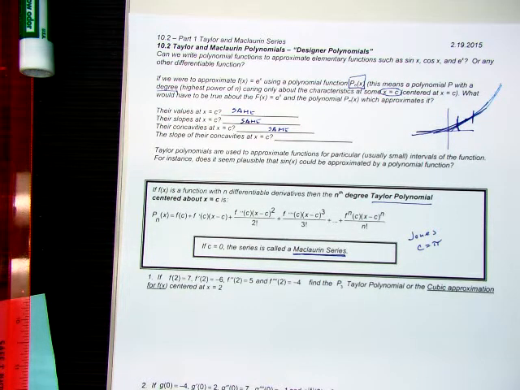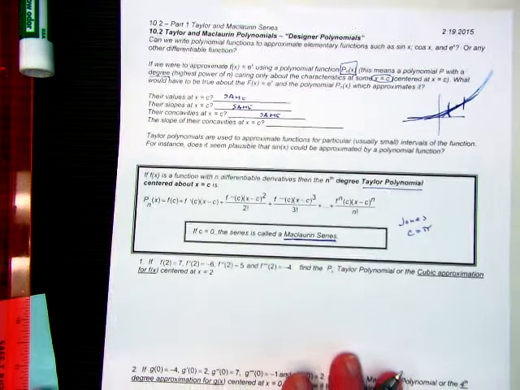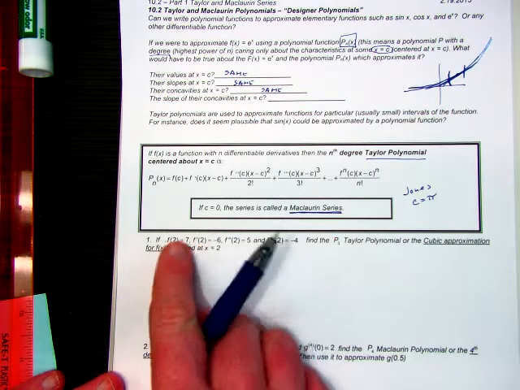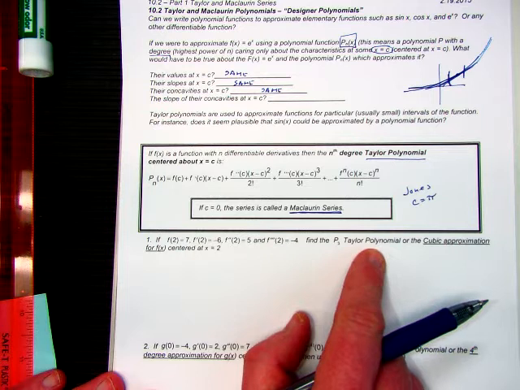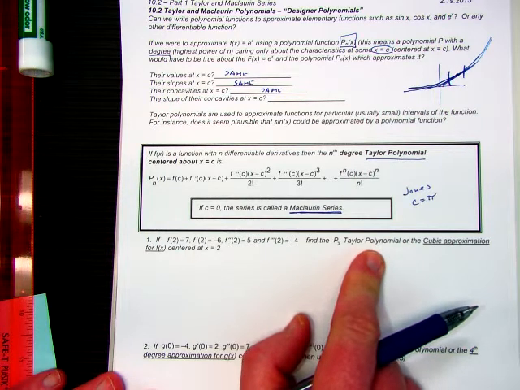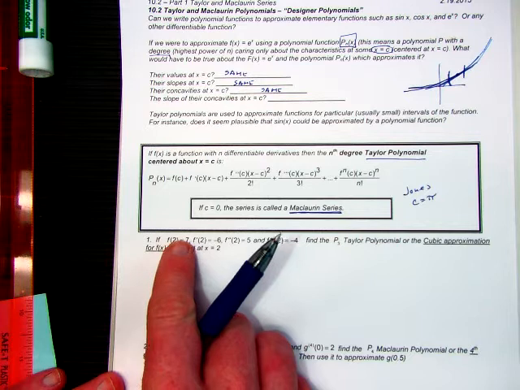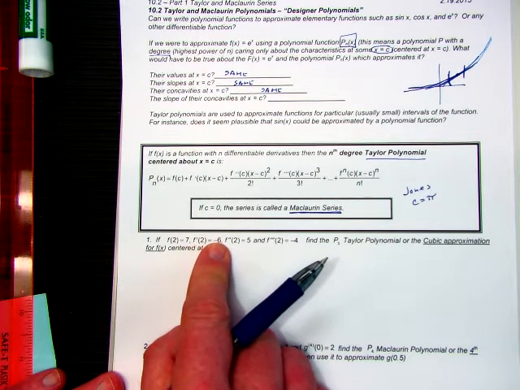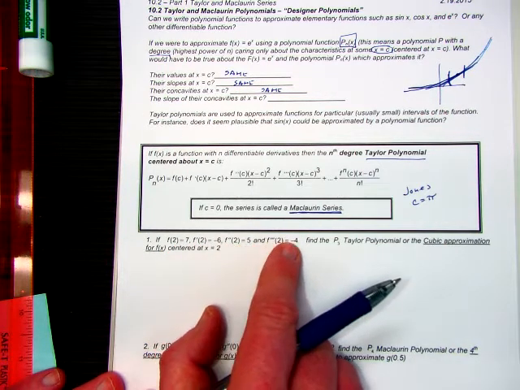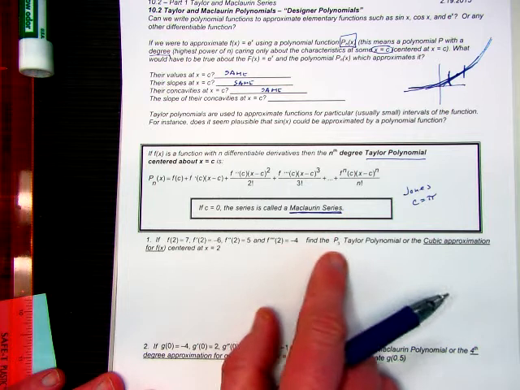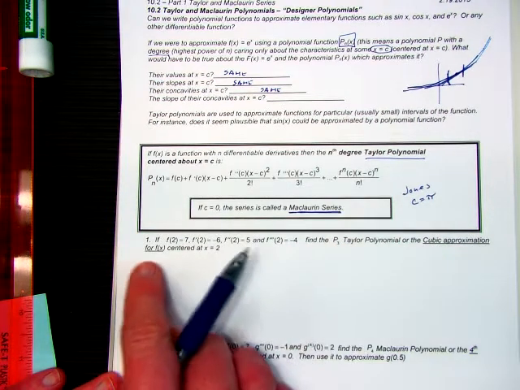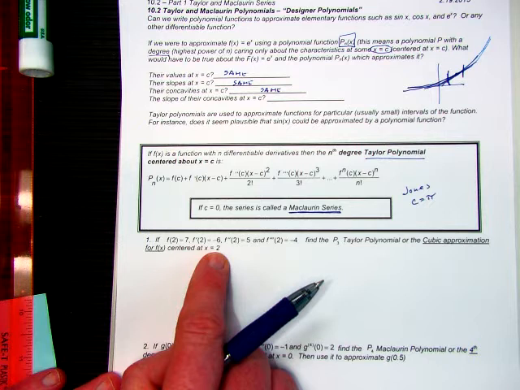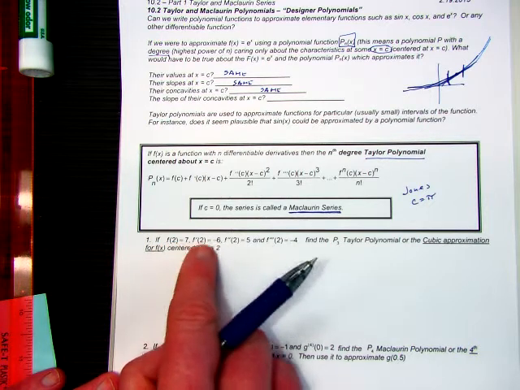Anyway, all right. So what I'm going to do first is I'm going to give you the coefficients, and we're going to find the P3 Taylor polynomial. That means we need to do 3 derivatives evaluated at our center, which you have the function there, you have the slope there, you have the concavity, and you have the third derivative. Okay, that's known as the P3 Taylor polynomial, or the cubic approximation for f, centered at what? 2. All of these derivatives are at 2.